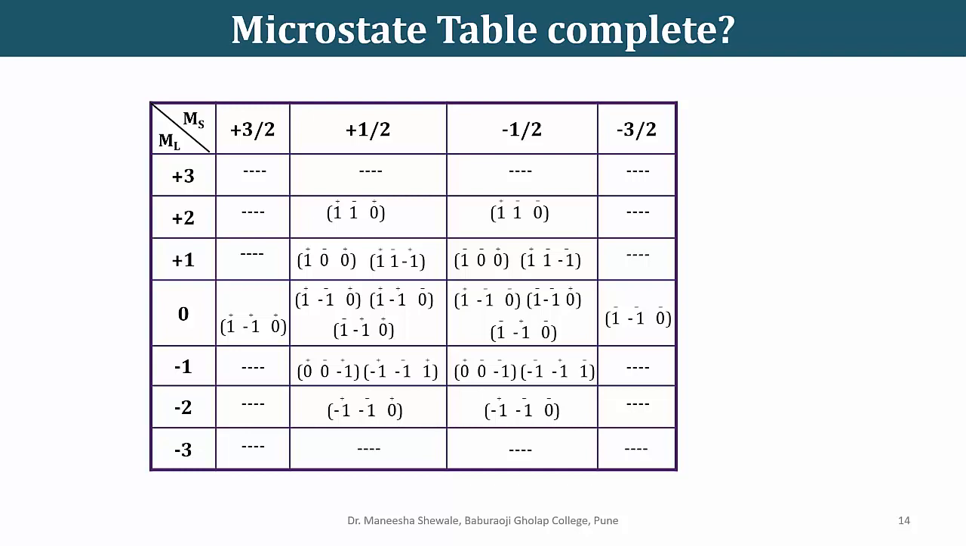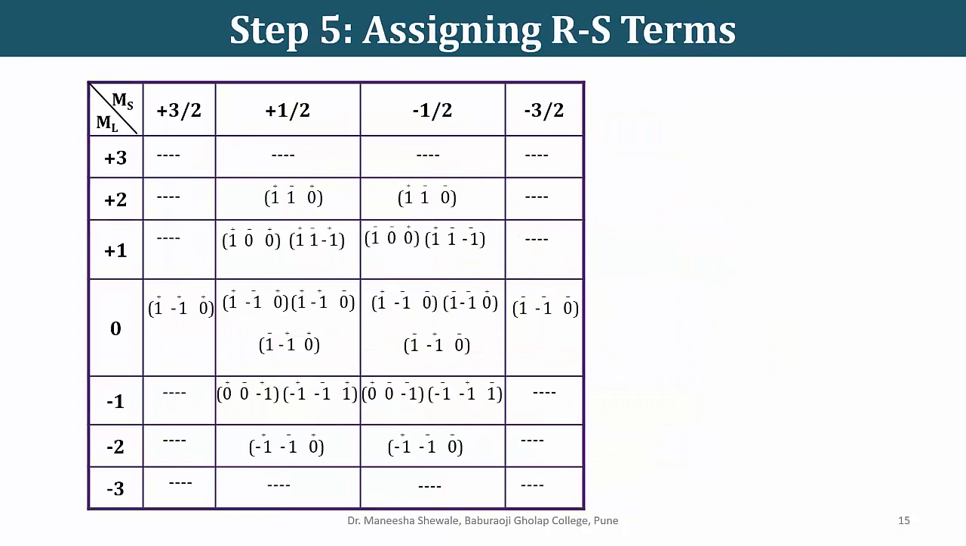Now once we have shown all the microstates in the table, we will count the number of microstates. So it is 2, 4, 8, 4, 2. When we add this, the total turns out to be 20. Initially we calculated the number of microstates, which was 20, and in the table also we have shown 20 microstates. So here we just need to confirm whether we have not missed out any microstate or added any excess. Once we have 20 microstates, we can move on to the next step where we will assign the RS terms.